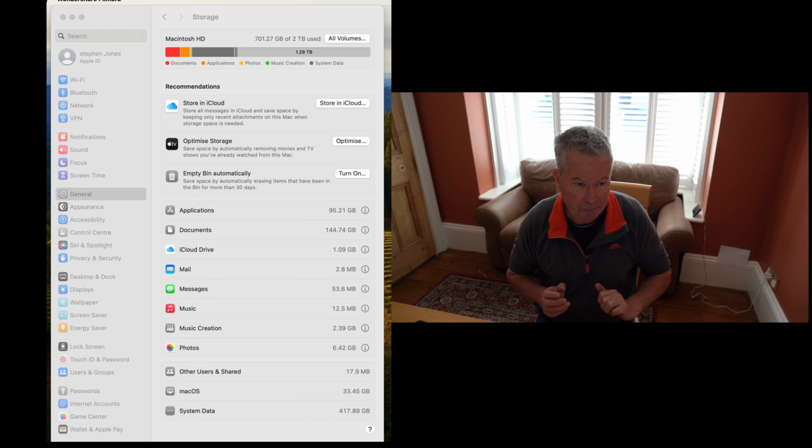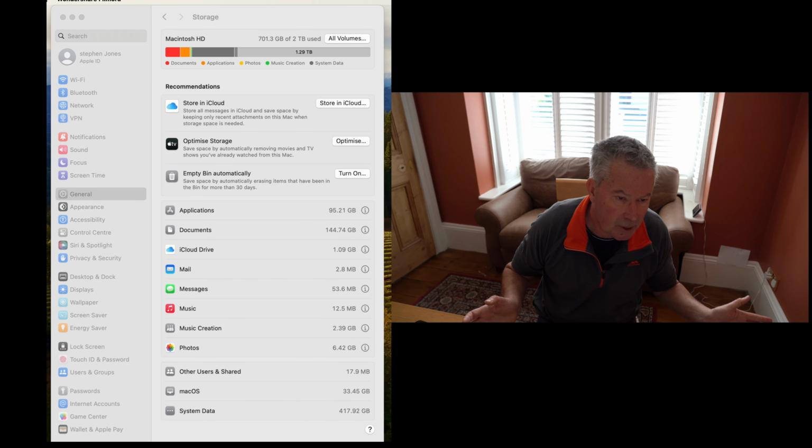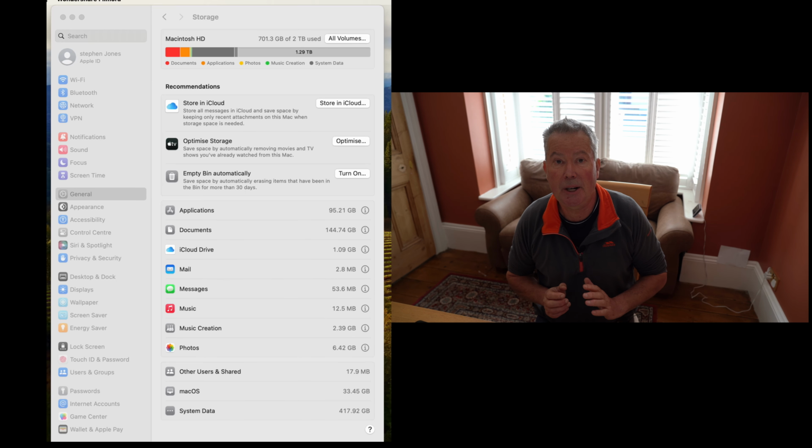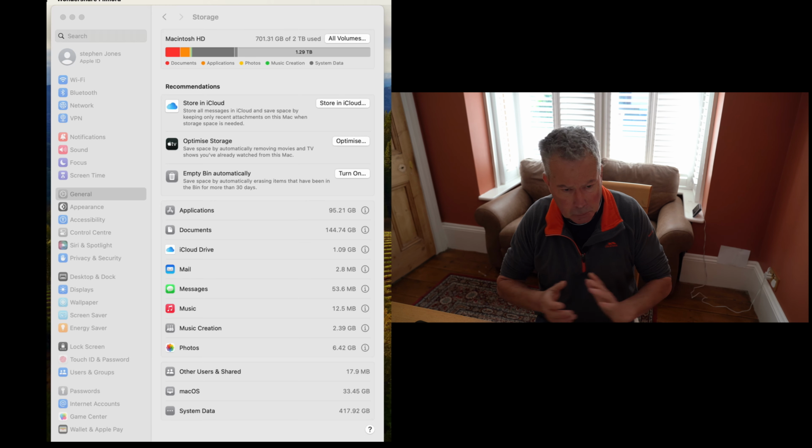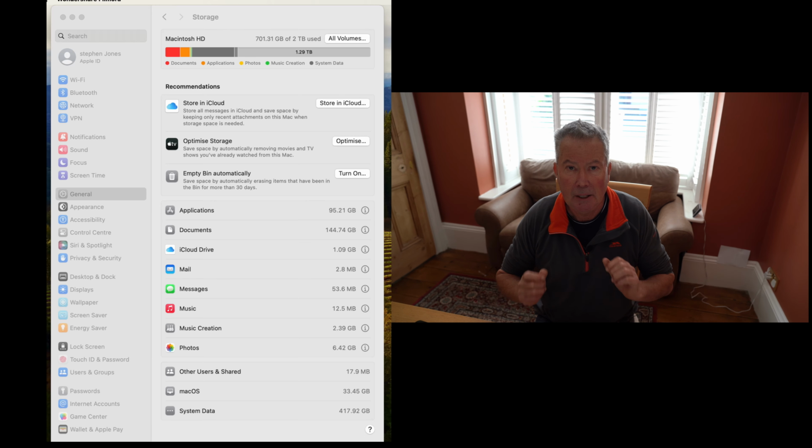This was very confusing because I just looked at my Macintosh hard drive, and you can see it up on the screen now, and it clearly says that I have 1.29 terabytes free. So how could there be a problem? I did the usual things, rebooted, etc. Still the same problem. So the next thing I did was to bring up Disk Utility, and here it is.